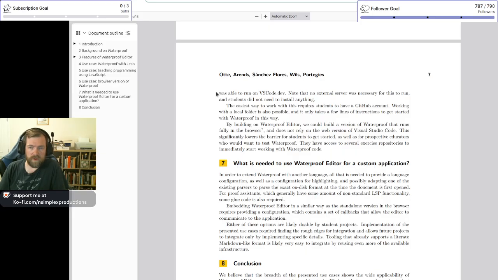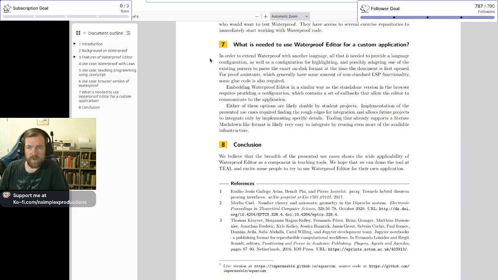The easiest way to work with this requires students to have a GitHub account. Working with a local folder is also possible, and it only takes a few lines of instructions to get started with Waterproof in this way. By building on Waterproof Editor, we could build a version of Waterproof that runs fully within the browser and does not rely on the web version of Visual Studio Code. This significantly lowers the barrier for students to get started, as well as for prospective educators who would want to test Waterproof. They have access to several exercise repositories to immediately start working with Waterproof code.